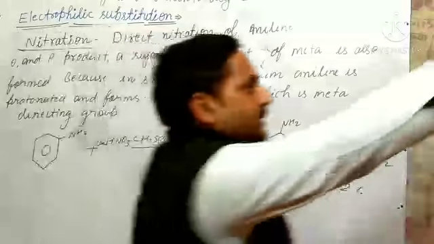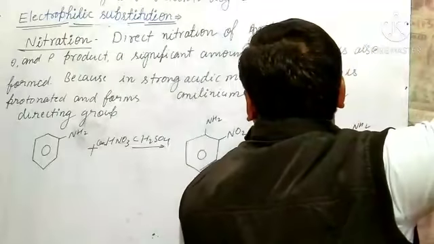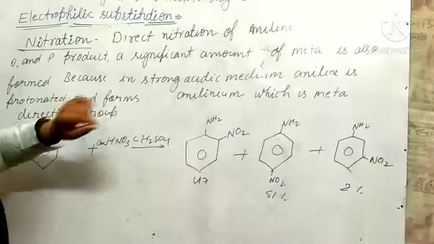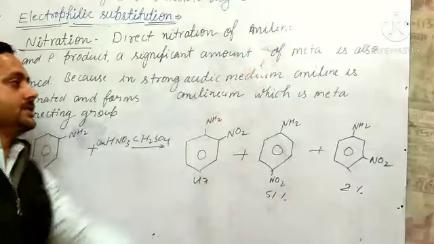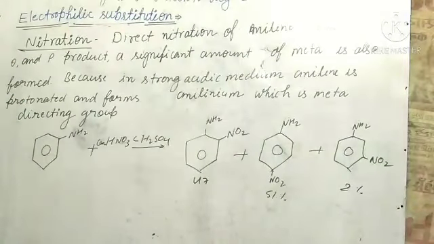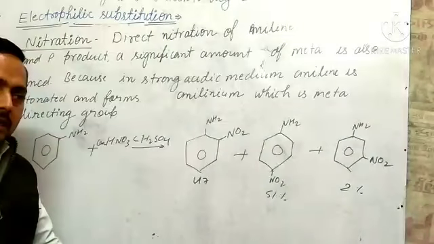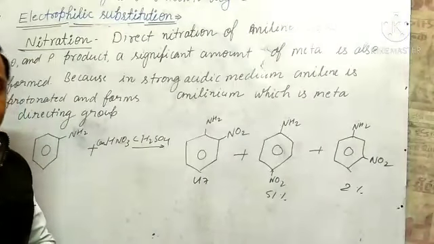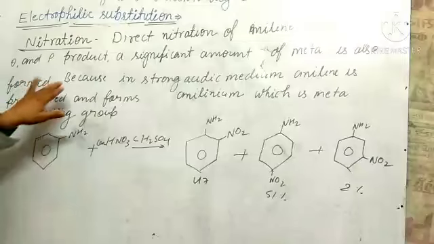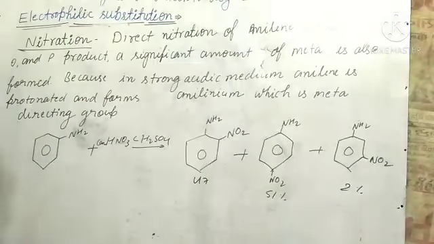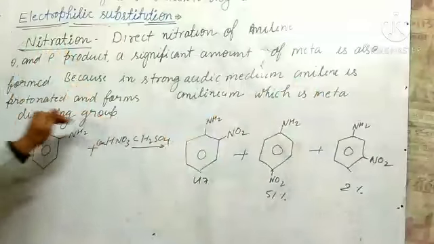So what we can say? We can say direct nitration of aniline, beside the ortho para product, a significant amount of meta is also formed. Means when direct nitration of aniline is being done, beside the ortho para product, we also get meta product. Because in the strong acidic medium, aniline is protonated and forms anilinium ion, which is meta directing group.